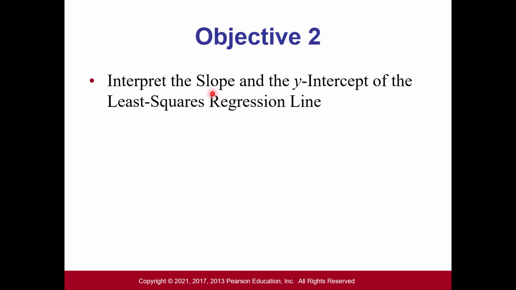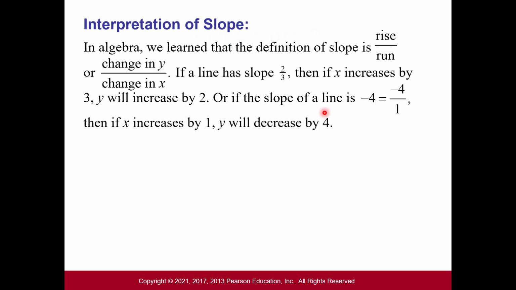Okay, next we're going to interpret the slope and the y-intercept of our least squares regression line. So, interpretation of slope. We know that slope is rise over run, or the change in y over the change in x. So if you break that down, for a slope of 2/3, if x increases by 3, since it's the denominator, the y will increase by 2. And a negative slope, remember, things are decreasing. So like -4, for example, says that if x increases by 1, y decreases by 4. So just remembering what we know about slope from algebra.